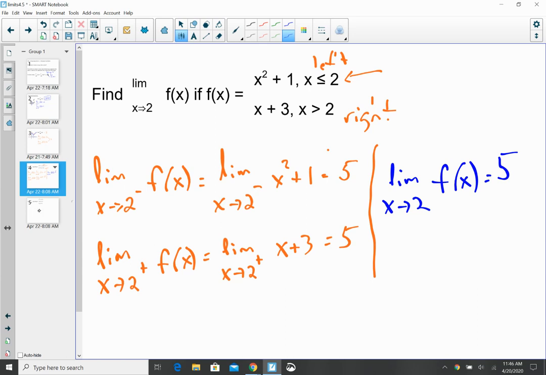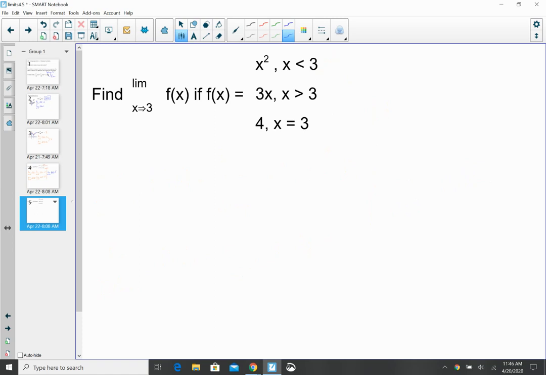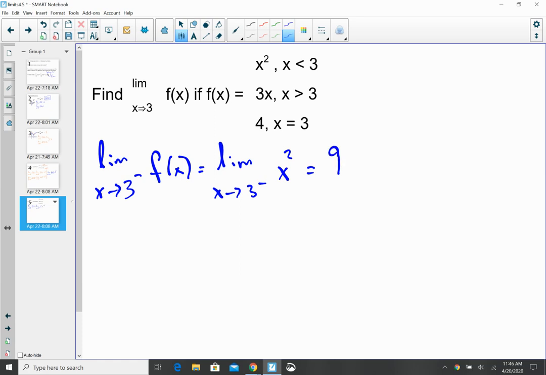One more example to look at. This guy's a little 3-piecer. I'm going to tell you with the 3-piecer, the concept is the same. There's just an extra piece of information which may be useless to us. Limit as x approaches 3 from the left of the function. Well, left is less. That's how I like to remember it. And now, which one is less? Oh, there it is right there. So it's going to be the x squared. So that's going to equal 9.